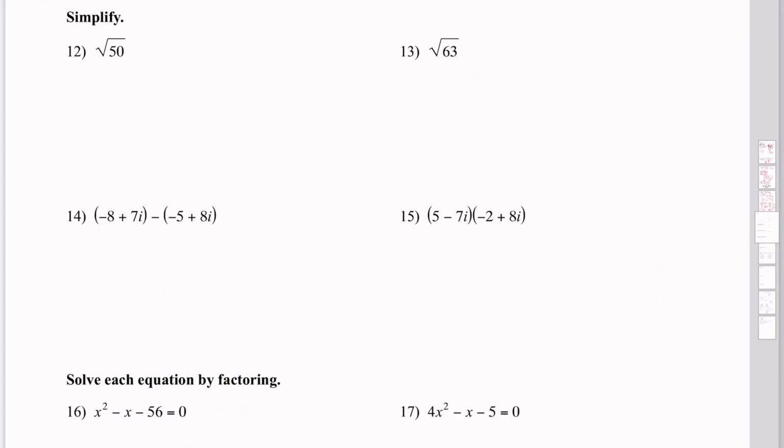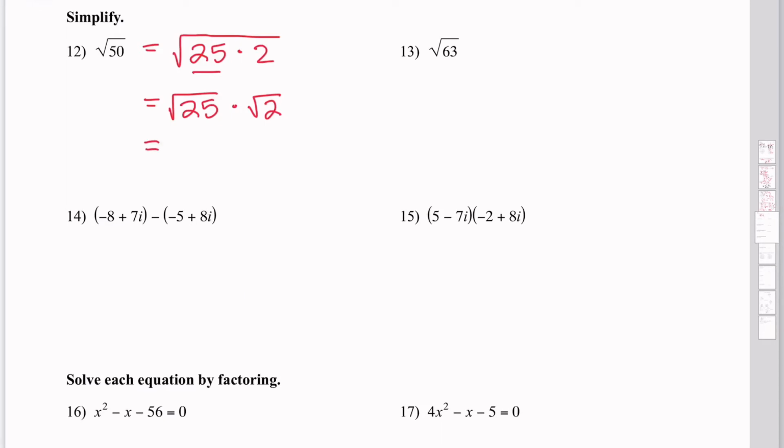Question 12, we are asked to simplify this radical. My best advice is to think of 2 products that multiply to 50 where one of those numbers is a perfect square. And this is what I mean. 50 is comprised of 25 and 2. The reason I chose this product and not some other numbers, for example 5 and 10, is because 25 is a perfect square. And if we use the product rule for radicals, they tell us that we can actually split up these radicals and have their own.